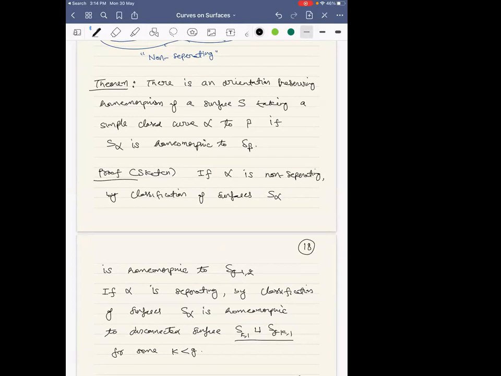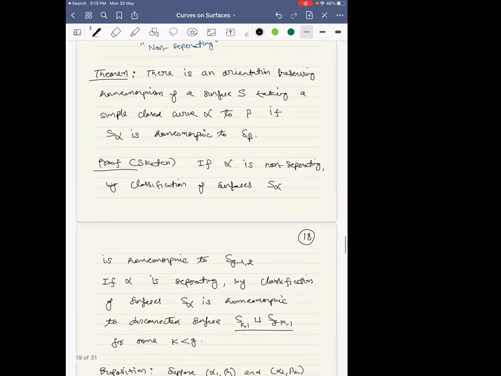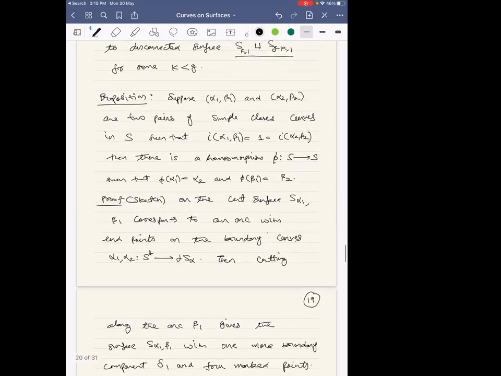So this is one way of looking at it. If you just consider a non-separating curve, what is the upshot? Then up to homeomorphism, there is just one non-separating curve, isn't it? Because you know there is only one surface homeomorphic to S_{G-1},2. So if you know the cut surface, and your curve is non-separating, then there is just one choice.